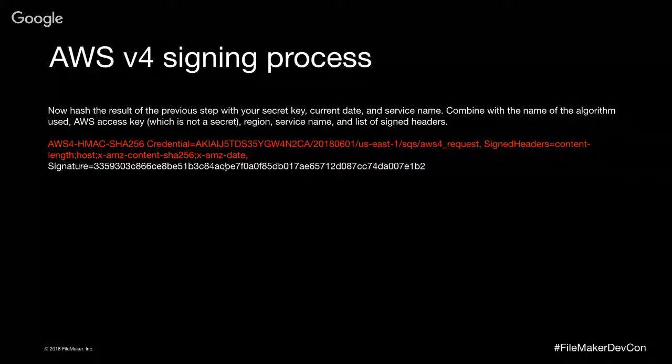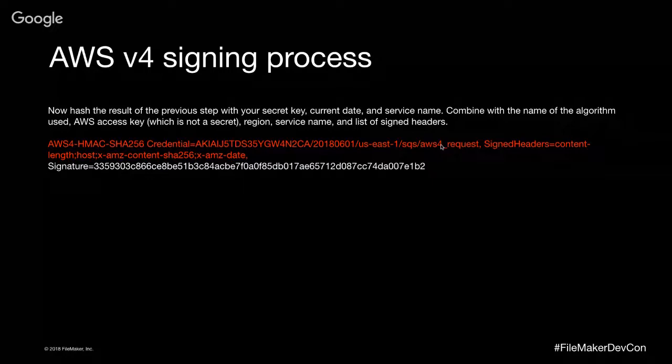And then we put in our Amazon access key, which is not a secret. Our Amazon access key is not intended to be confidential. It's the secret key that's confidential. So the secret key is used to generate this hash using the crypt functions in FileMaker 16. The access key is just included unhashed and unencrypted as a header right here. And again, restating the region, the service, and the signing version that we're using.